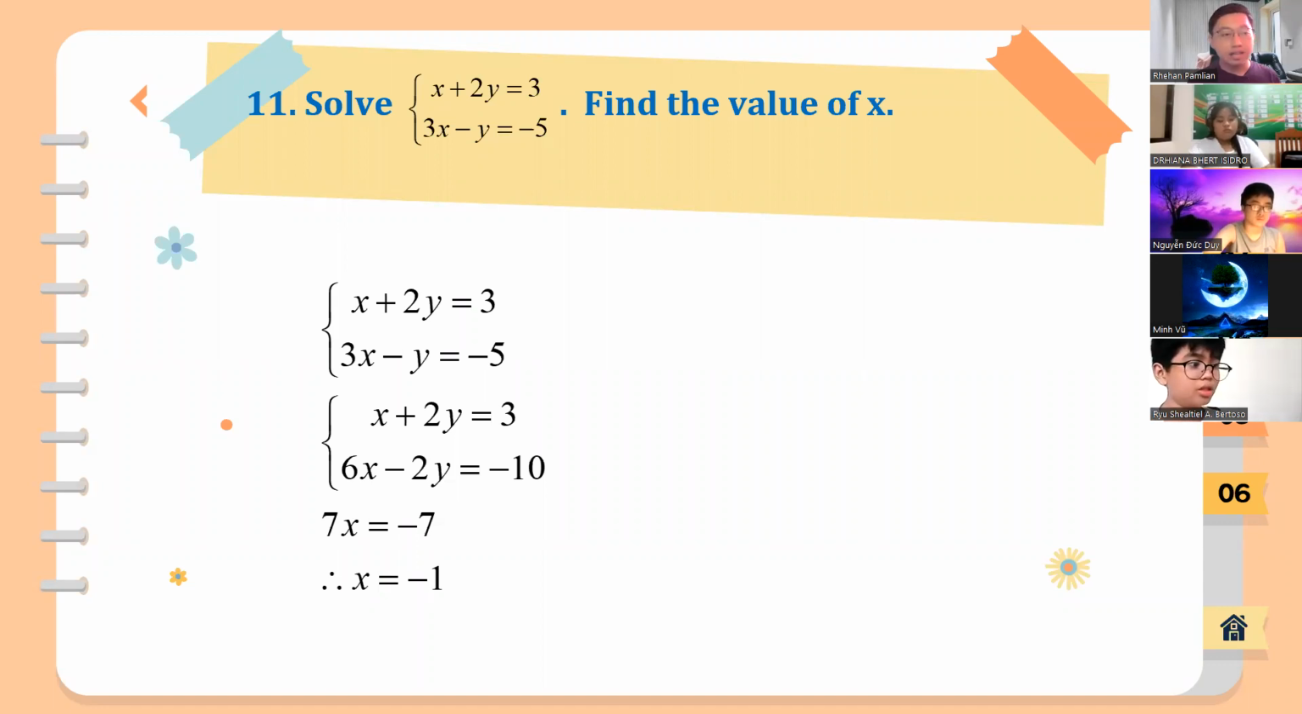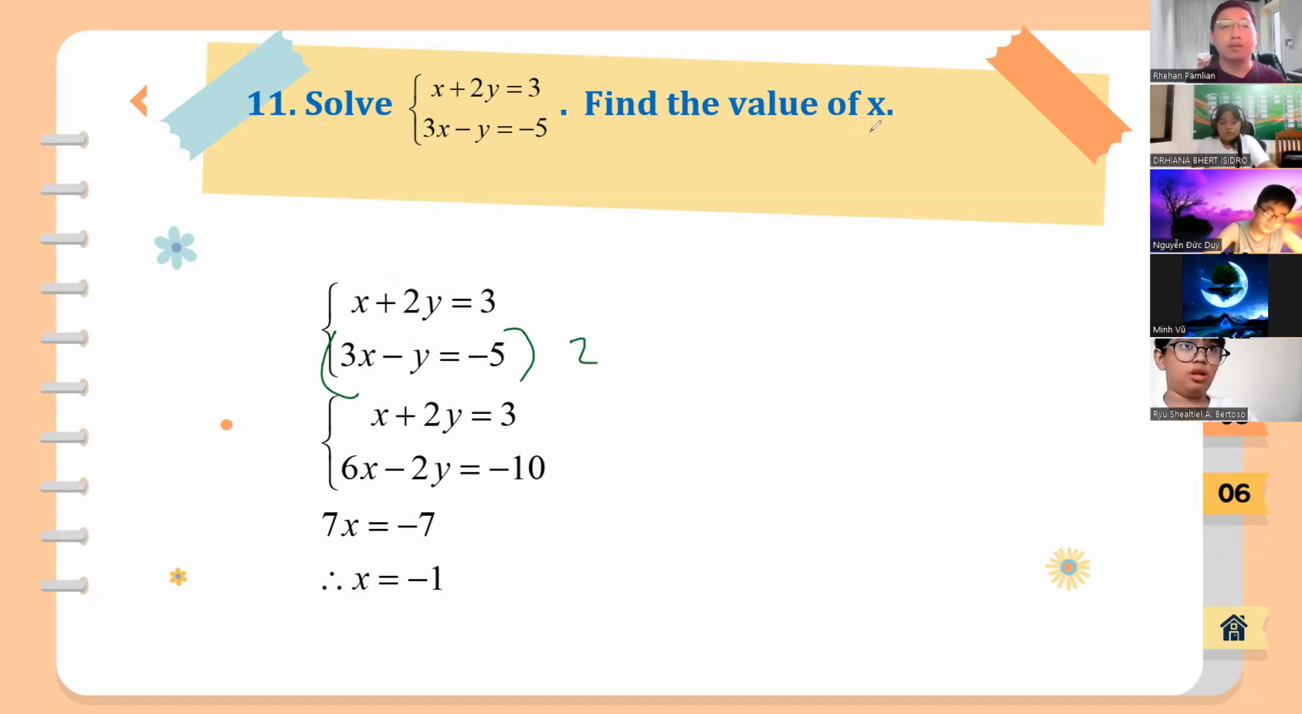So in this case, x plus 2y is equal to 3, and then we have 3x minus y is equal to -5. What we did in the problem is we multiplied this equation by 2. Why did we multiply it by 2? That is because we want to eliminate 2y. Why do we want to eliminate 2y? Because we're looking for x.